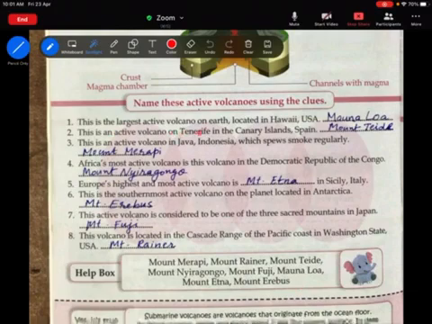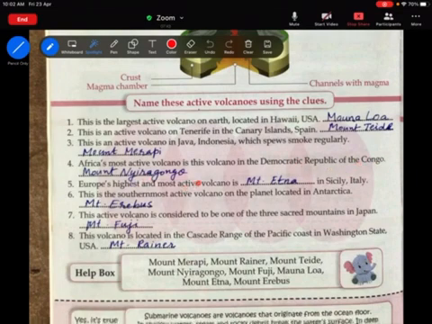This is the largest active volcano on the earth, located in Hawaii, USA. That is Mauna Loa. This is an active volcano on Tenerife in the Canary Islands, Spain. Mount Teide. This is an active volcano in Java, Indonesia, which spews smoke regularly. Mount Merapi. Africa's most active volcano is this volcano in the Democratic Republic of Congo, DRC.